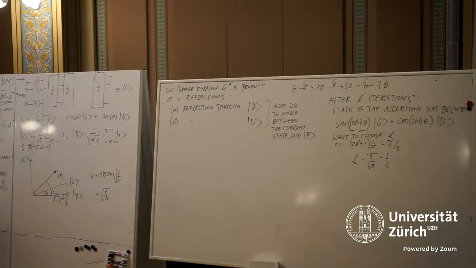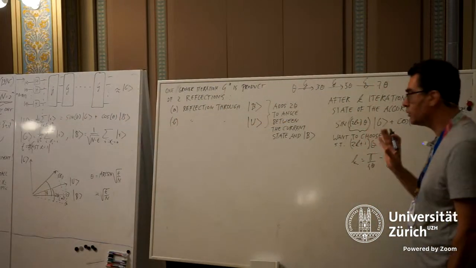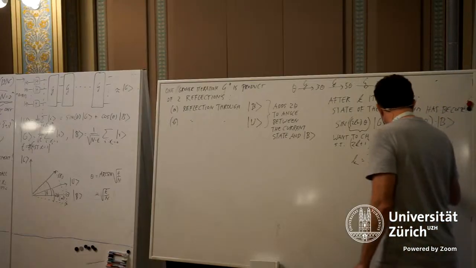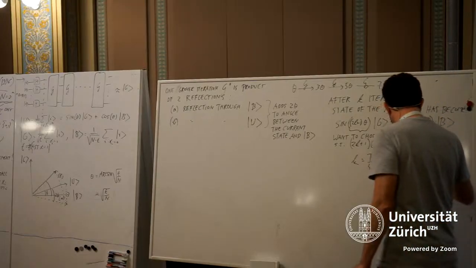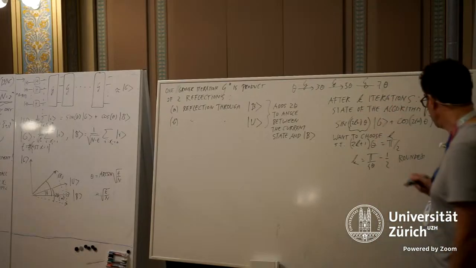It's not an integer. That's the problem. Yeah, exactly. So we need to round this down or up, and that's going to incur a little bit of error. So round it to the nearest integer, because of course k needs to be an integer. You cannot do a third of a Grover iteration.